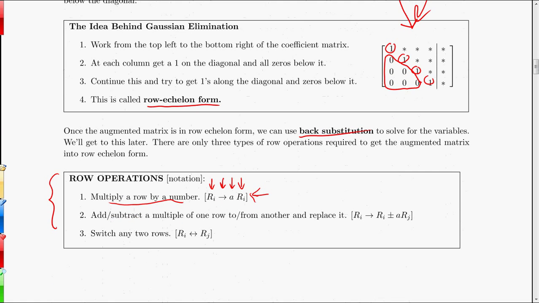We can also add or subtract a multiple of one row to or from another and replace it. That will be denoted by this symbolism here. Row I will become row I plus or minus some multiple of row J. Right? And then the final row operation, it's one of my favorites, it's the easiest, is you can just switch any 2 rows you want, right?